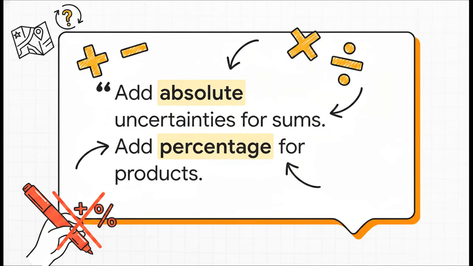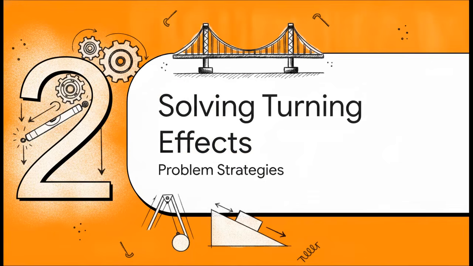Now, the absolute most crucial point here is knowing exactly how to combine uncertainties. This is non-negotiable if you want full marks. If you're adding or subtracting quantities, you add their absolute uncertainties. But if you're multiplying or dividing, you have to switch gears entirely and add their percentage uncertainties. Mixing these up is an instant red pen from the examiner, for sure.